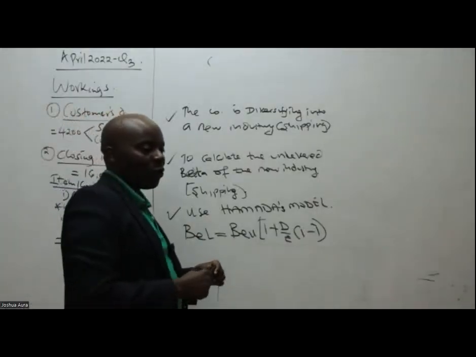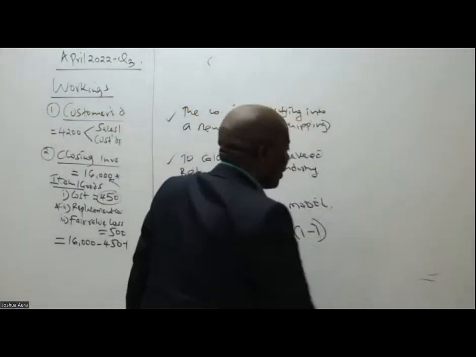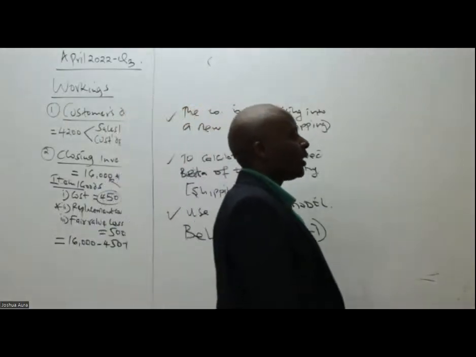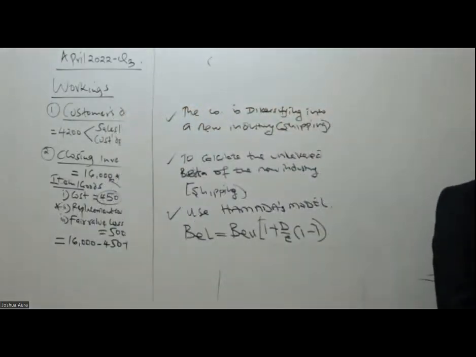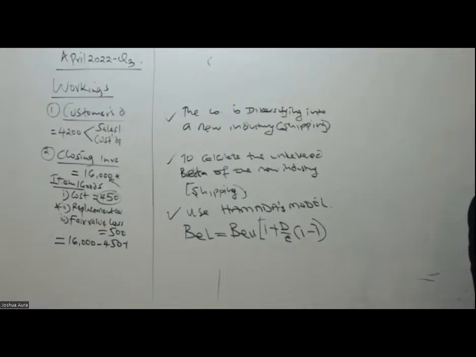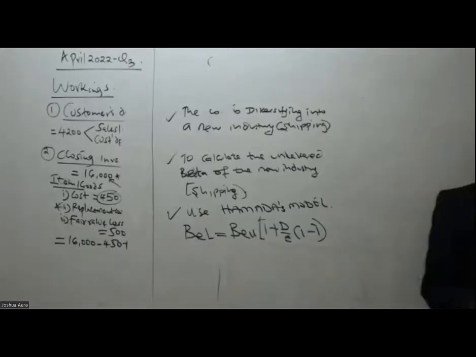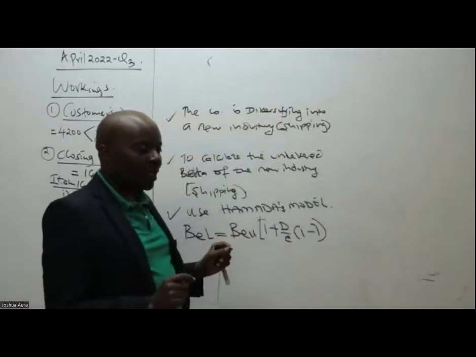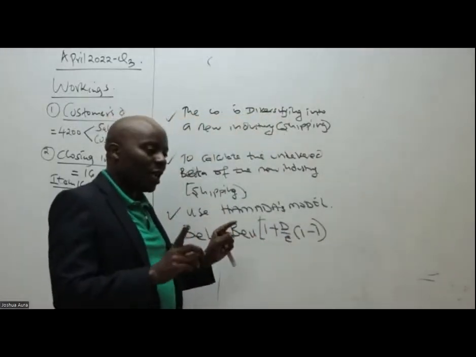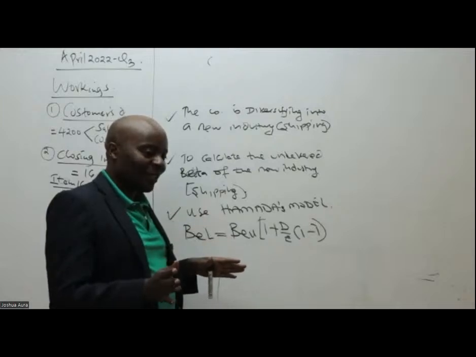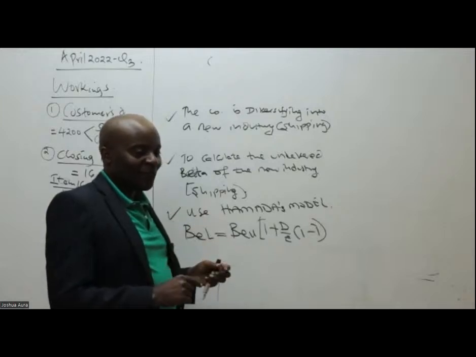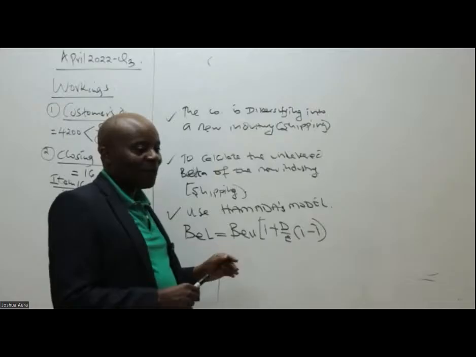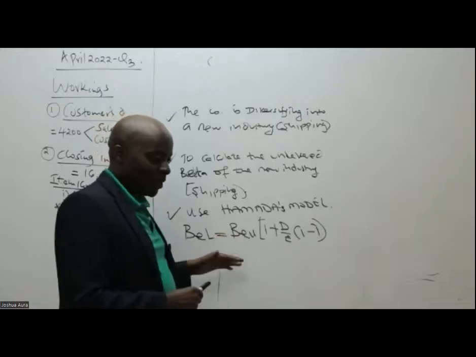So first of all, I would want your confirmation that up to here, we are together. That when you are diversifying into a new industry, that should be the first thing you need to do. You have to give us the beta equity of the unlevered firm of the new industry. So first of all, up to here, have you been able to write up to here?